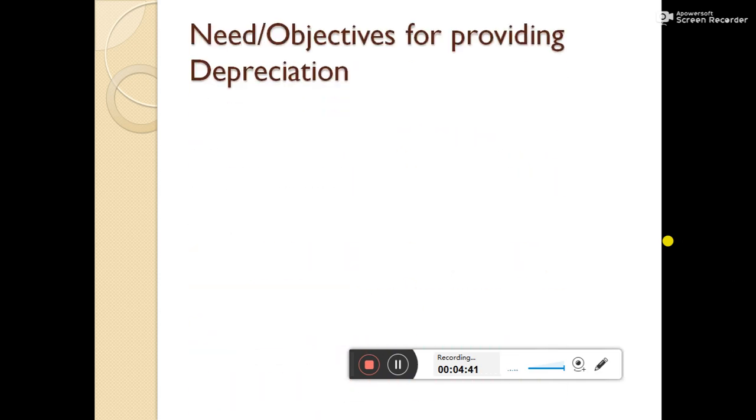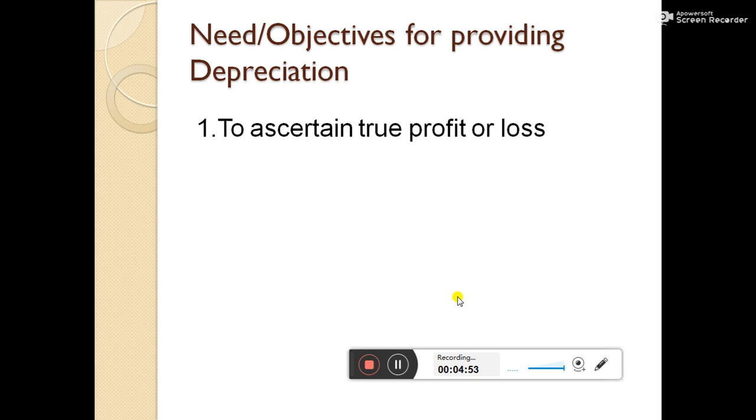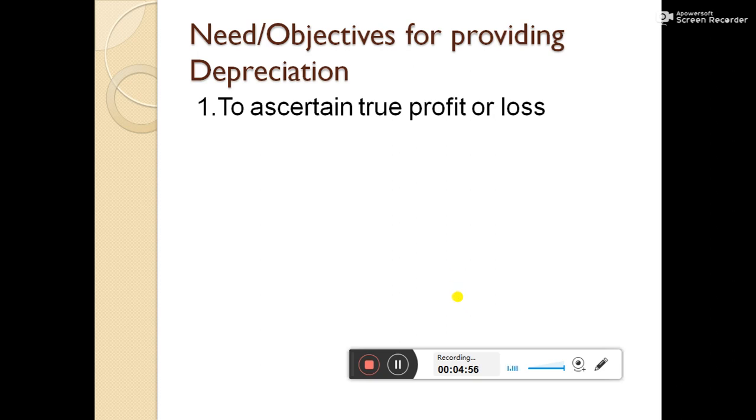Now let us understand why there is a need or objectives for providing depreciation. The first point is to ascertain the true profit or loss. Ascertainment of true profit or loss is not possible without providing for depreciation, as the loss in the value of the asset also goes towards earning of the income. Therefore, depreciation should be considered as an expenditure to earn the revenue and charged to profit and loss account. Then only the true profit or loss can be ascertained.